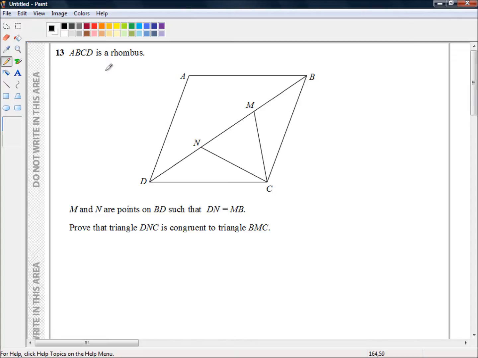This is paper 1MA1/3H. It's the third paper in the higher tier. It is a calculator paper, so we are allowed to use calculators. And we're picking up in question 13.